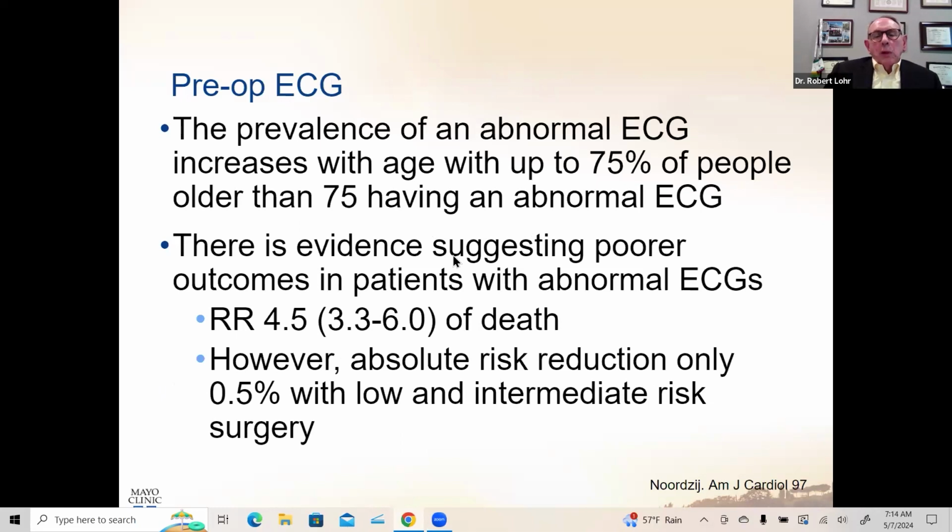It's also, and this is a very old study, but it's still accurate, I think. It's true that patients who have abnormal ECGs have more problems, and 75% of people over the age of 75 have an abnormal ECG. But if you look at the absolute risk reduction in this particular study, it was quite low, and this was for low and intermediate surgeries.